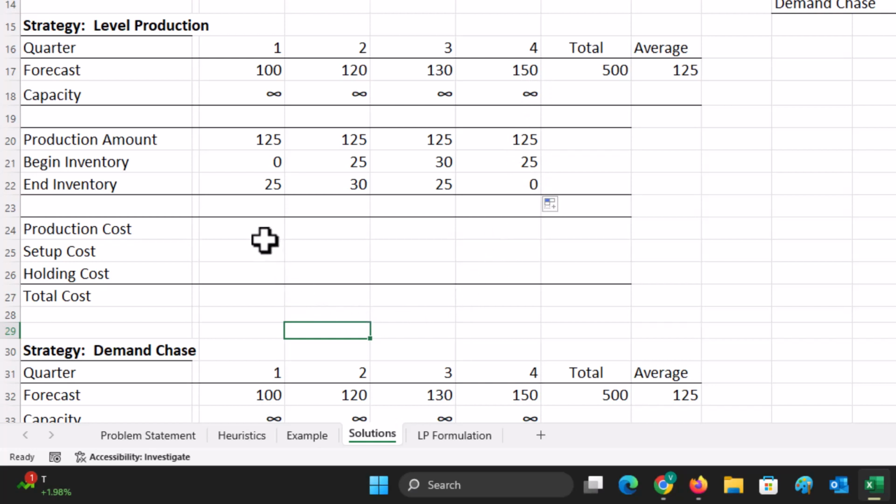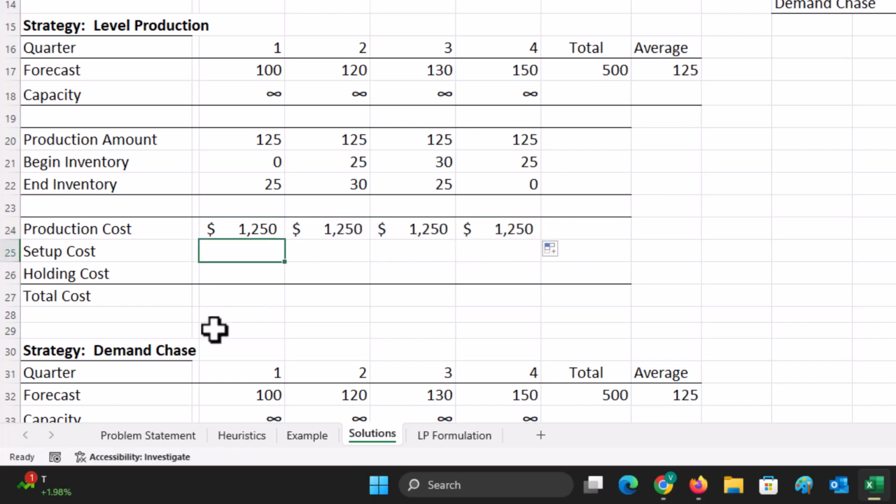Now we can do the cost calculation. So production cost is going to be equal to the production amount multiplied to the production cost per unit, which was $10. I'm just going to type that in and then copy that over.